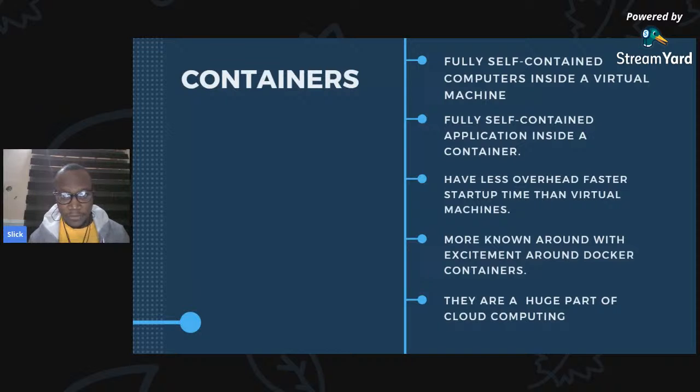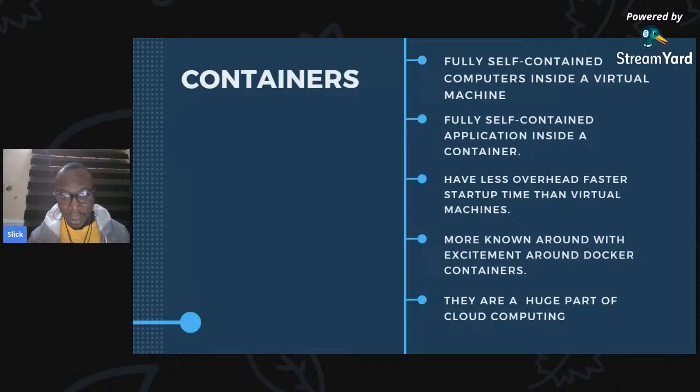So containers are fully self-contained computers inside a virtual machine. A fully self-contained computer doesn't have to run a full operating system. The contained applications run faster than on a virtual machine where the operating system has to be installed and load. So a fully self-contained application inside a container runs faster, and containers are faster than a normal operating system running on normal virtual machines.